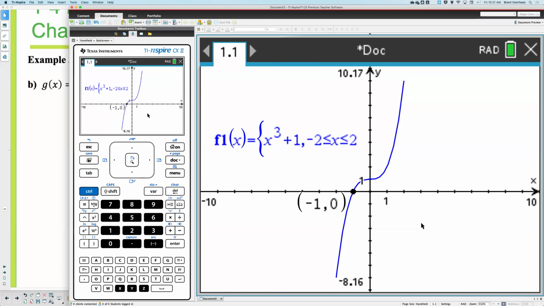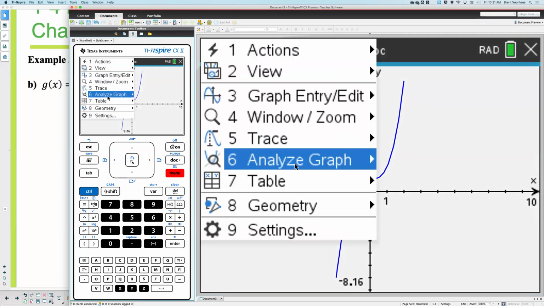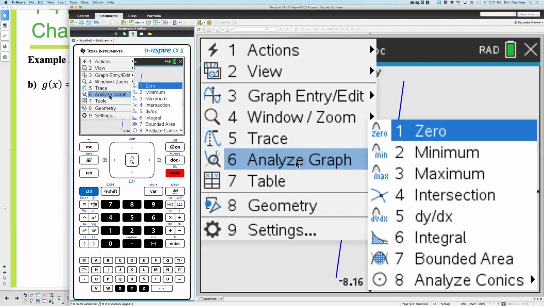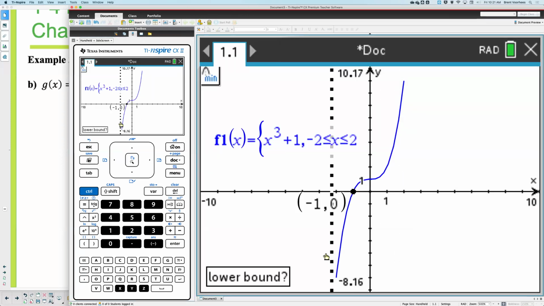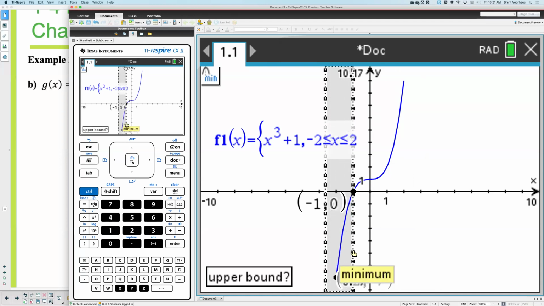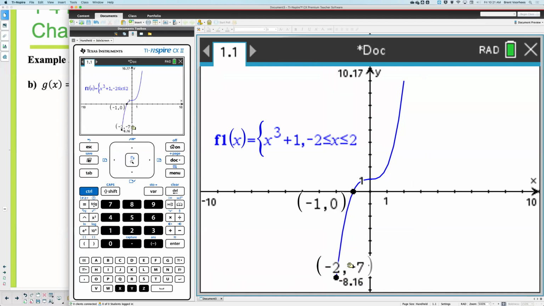The next one on our list is minimum. Does this graph have a minimum? Yes. If your graph has a restriction, you will always have a maximum and a minimum. You will always have a maximum and a minimum if your graph is restricted. So this has a minimum at -2, -7. Do you see a maximum?